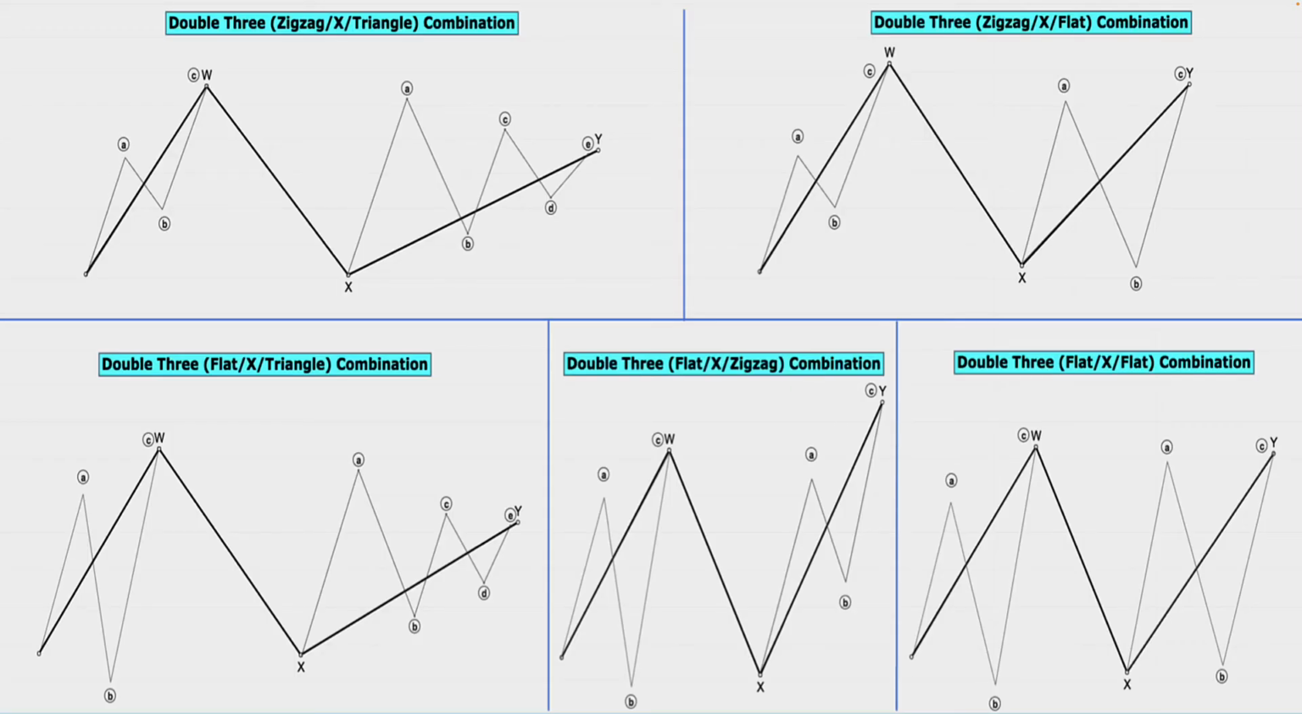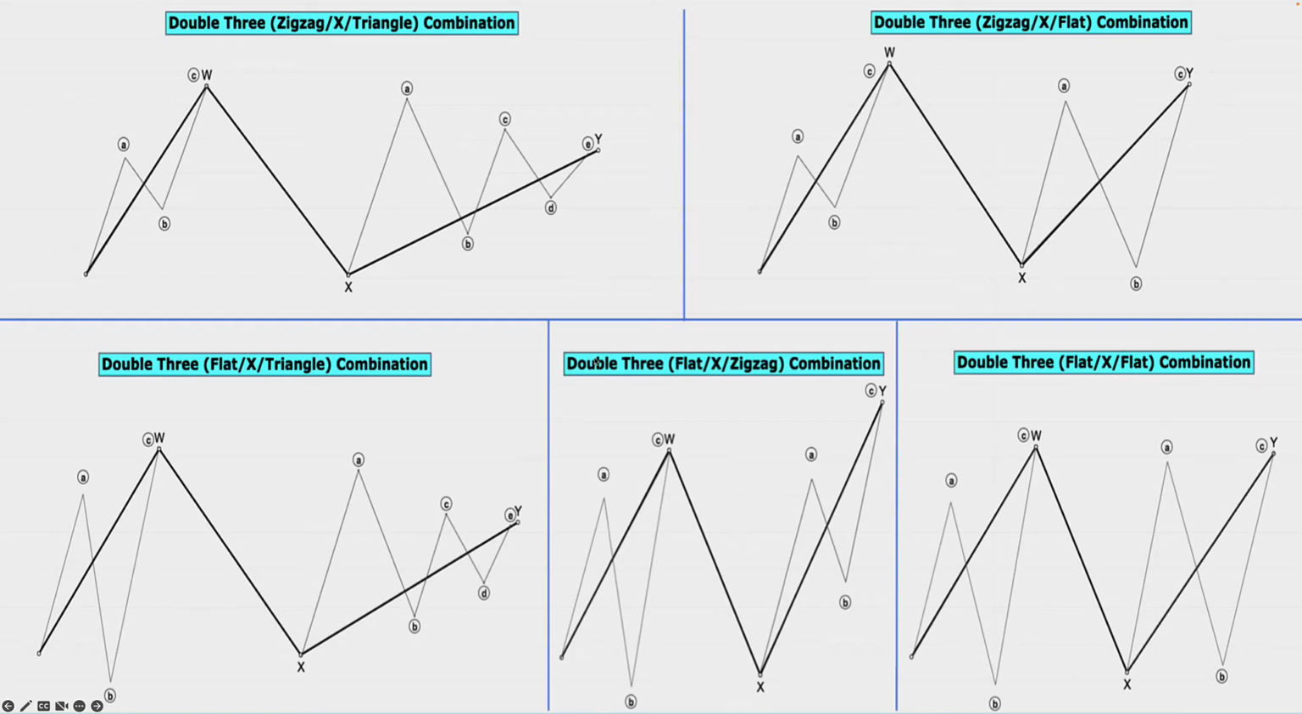So here we have some idealized line diagram variations of double 3s. In the top left-hand corner, we have a zigzag followed by a triangle combination, right? So we have wave W, we have wave X, and we have wave Y. In the upper right-hand corner, we've got another variation where we have a zigzag followed by an X wave, followed by a flat for wave Y. Right, so I'm not going to go over all of these. You can pause the video and take a look.